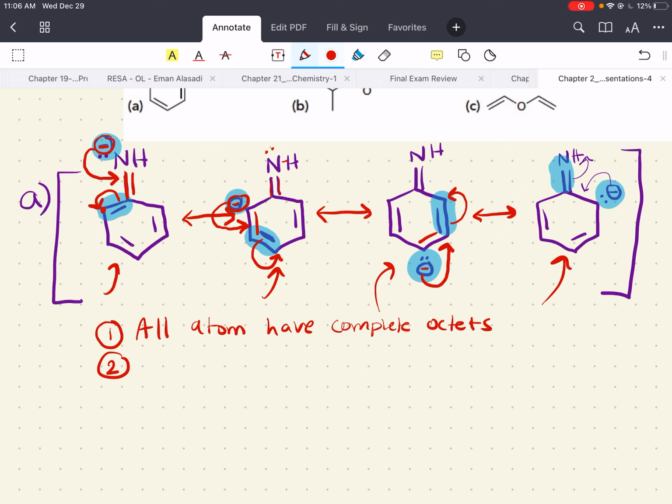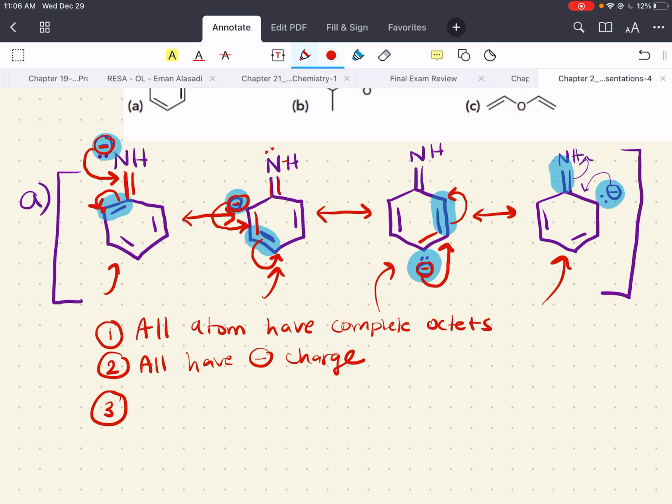All right, the structure with the least amount of formal charges is going to be more significant, but every single one of these resonance forms actually has a negative charge. So they all have a negative charge. That's not going to help us determine which one is more significant. So we're going to move on to our third rule.